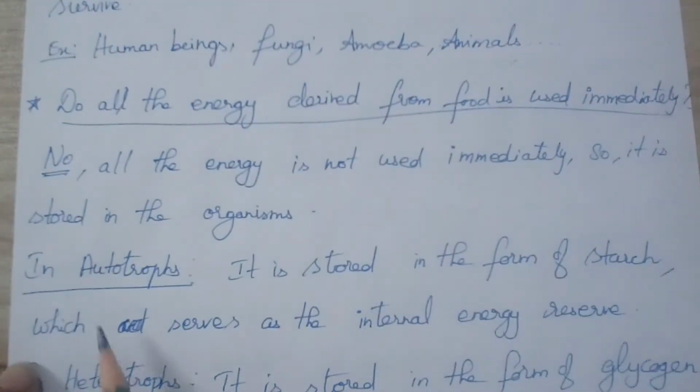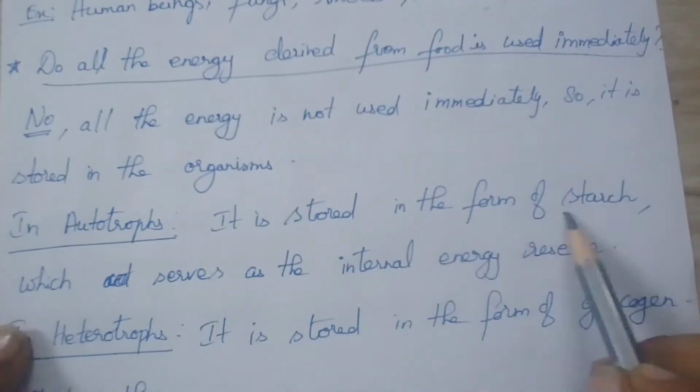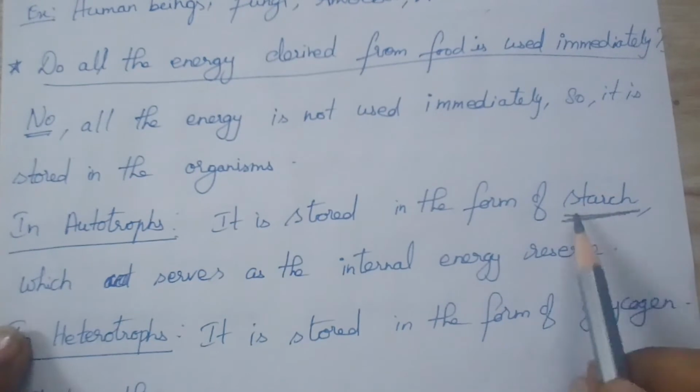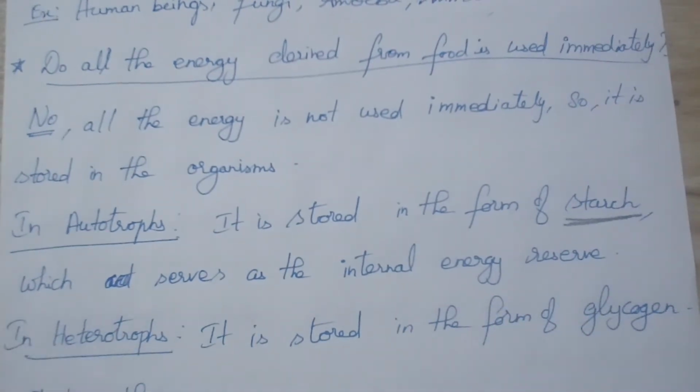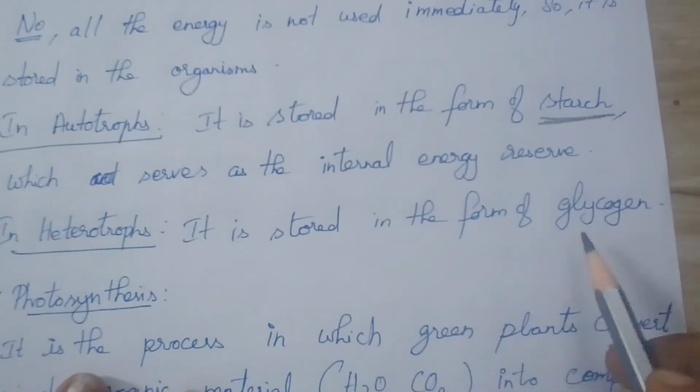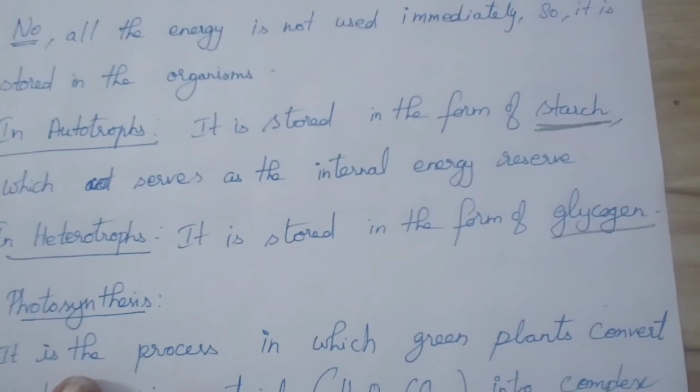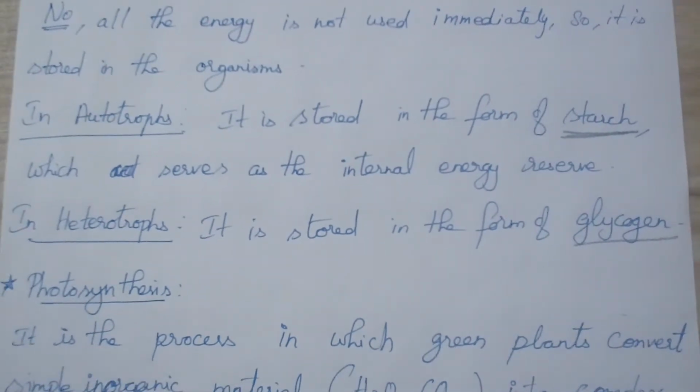In autotrophs it is stored in the form of starch, which serves as the internal energy reserve. Like keeping something in reserve, so if we need something in an emergency we can use that. So it is in the form of starch in the autotrophs, and in heterotrophs it is stored in the form of glycogen.